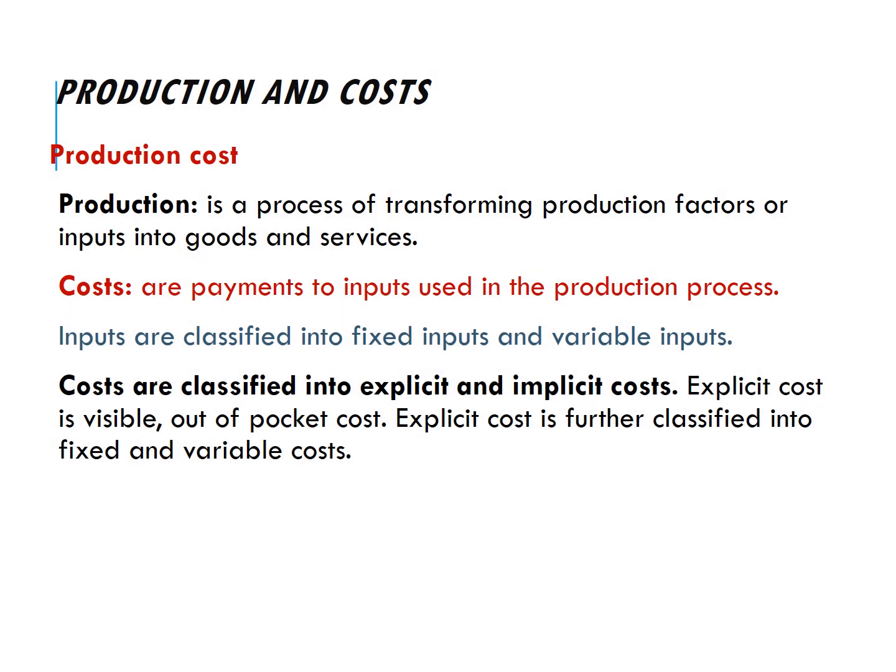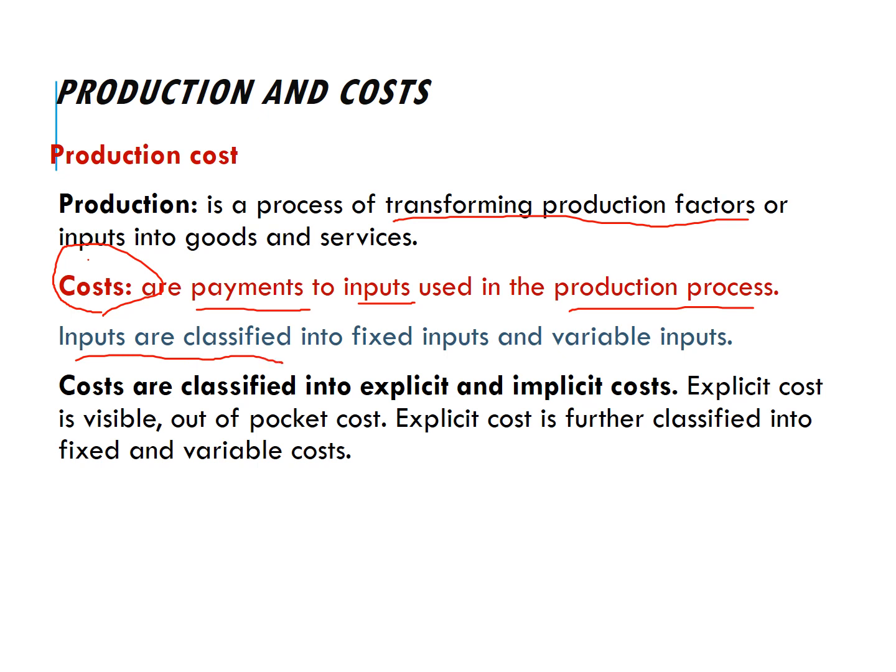Production and cost. So like we discussed just now, production is a process of transforming production factor or input into goods and services. And then we have the concept of cost. So the costs are the payment to the input or resources or factor of production used in the production process. And then these inputs are classified into fixed input and variable input.